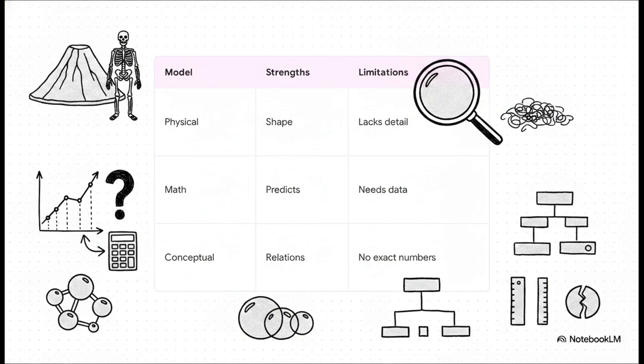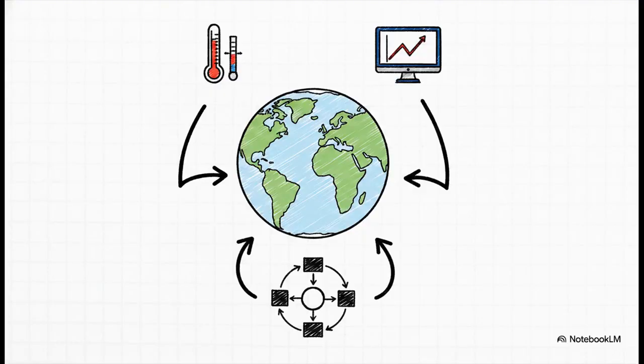Mathematical models are absolutely essential for predicting the future using numbers, but they are totally useless, even dangerous, frankly, if your initial data or assumptions are wrong. And finally, conceptual models make it super straightforward to understand complex relationships, but the exact measurable numbers might be completely missing from the picture. So what do scientists do when literally every tool has a flaw? Well, here's the secret. They combine them.